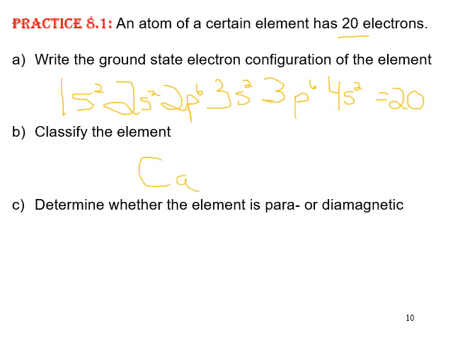Ca. Paramagnetic or diamagnetic? If something is paramagnetic, that means it has unpaired electrons. And sure enough, if I did draw the orbital diagram, everything is paired, and this would be argon. All electrons are paired, so it would be diamagnetic.